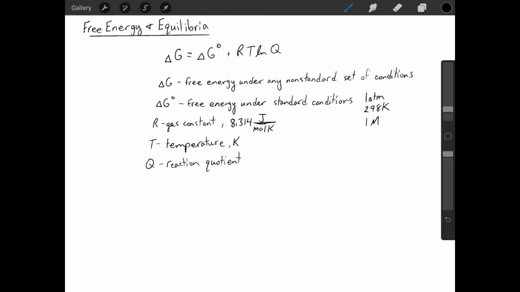So all of our concentrations are 1 molar if we're at standard conditions. And that means that our Q value has to be 1. When you take the ln of 1, you just get 0. So the RT ln of Q term goes to 0. And that means that under these standard conditions, delta G equals delta G naught.